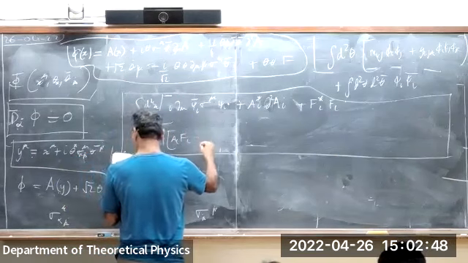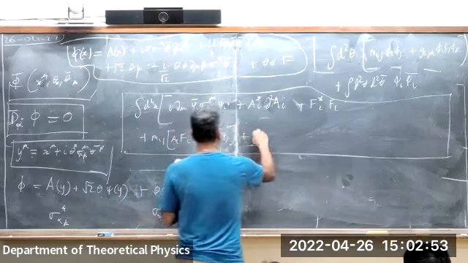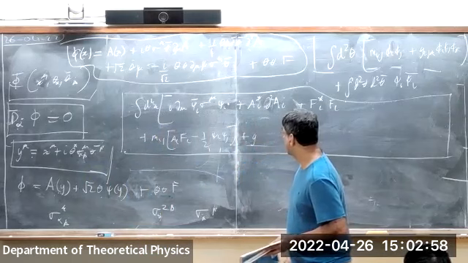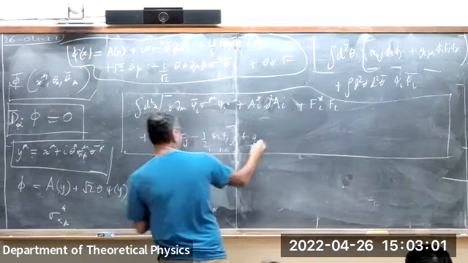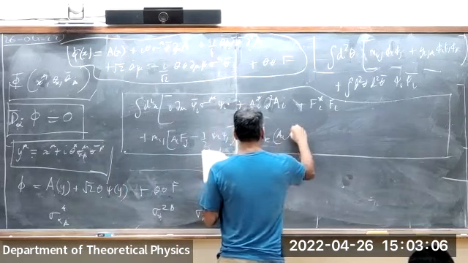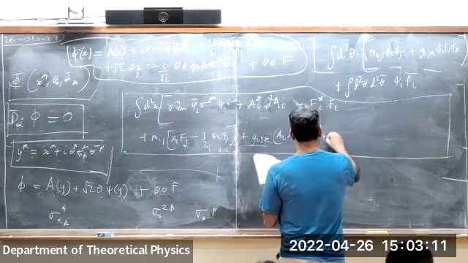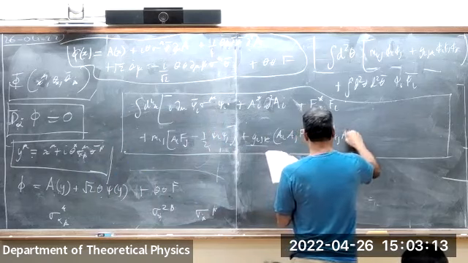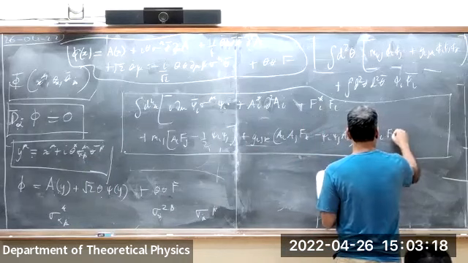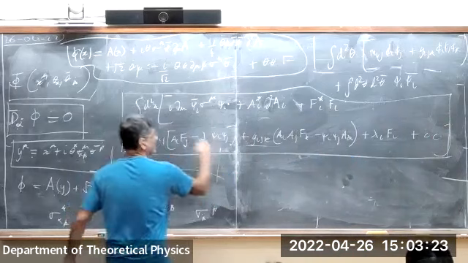A_i F_j minus half psi_i psi_j plus what? A_i F_j, my dear, A_ij. Thank you. Plus g_ijk A_i A_j F_k minus psi_i psi_j A_k plus lambda_i F_i plus CC. I think this whole line here is plus CC.